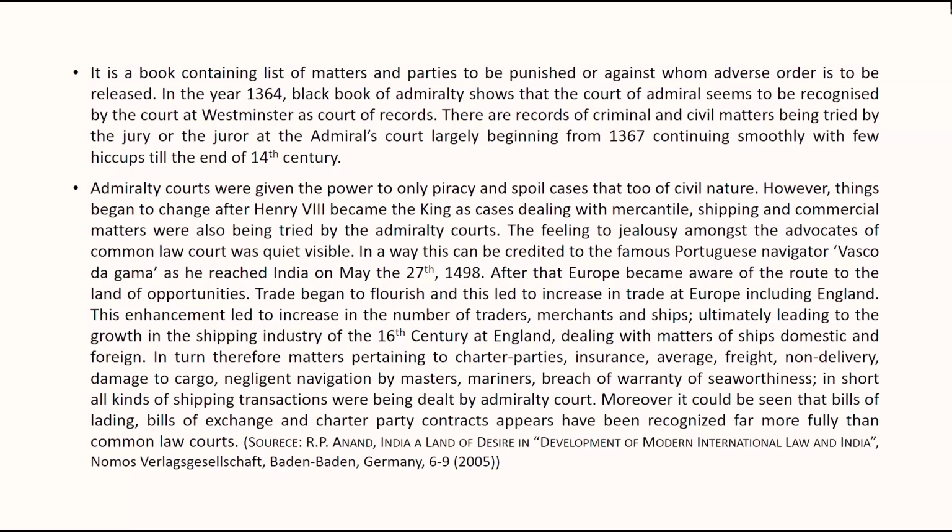So, now the law is pretty much codified, and it is those codified claims that fall within the domain of jurisdiction of the domestic system. Moreover, it could be seen that bills of lading, bills of exchange, charter party contracts have been recognized far more fully than common law courts.